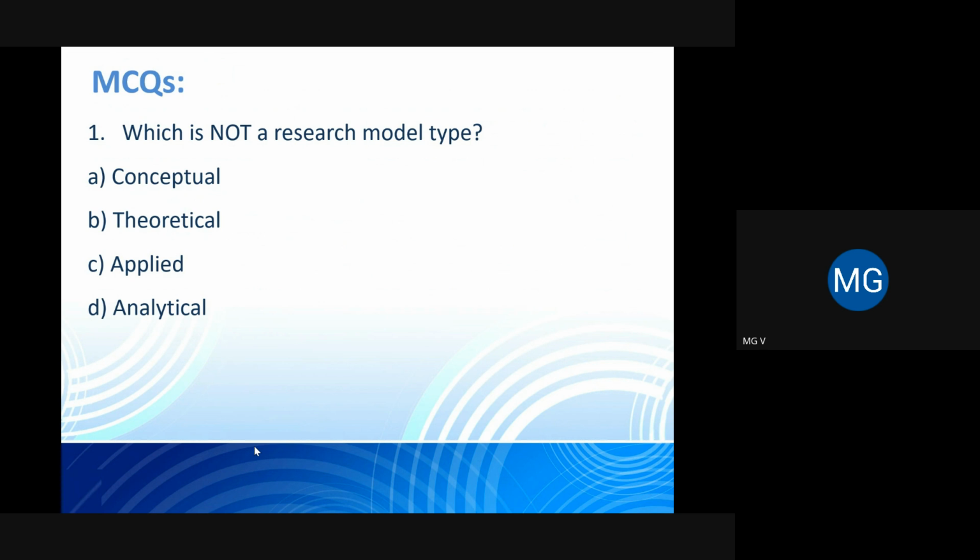So, which is not a research model type? Conceptual, theoretical, applied, or analytical? It's applied. B, analytical. Applied. We need more votes. D. I think it's D. I'm not sure about it much.